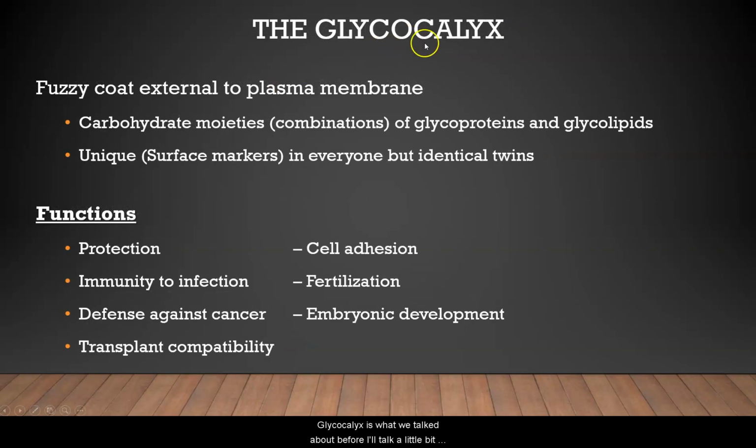The glycocalyx, this is what we talked about before. I'll talk a little bit more about it now, but it's this fuzzy coat that's external to the plasma membrane, and there are these things called carbohydrate moieties, which, moiety just means combinations of glycoproteins and glycolipids. And they are unique, meaning the surface markers are unique in every human, except if you have an identical twin.